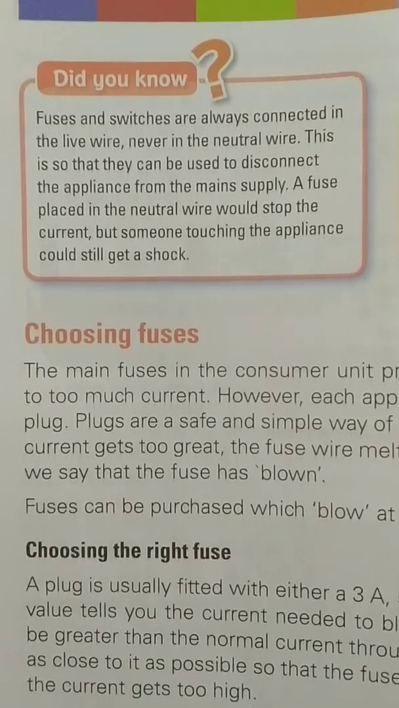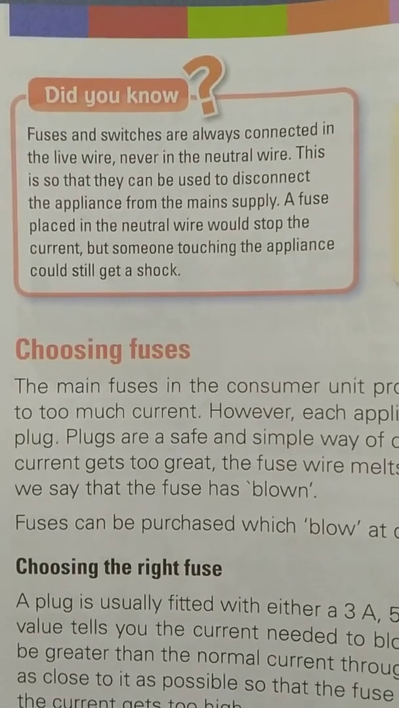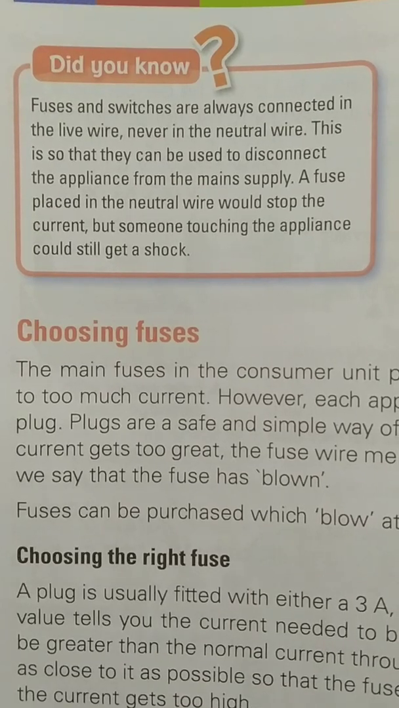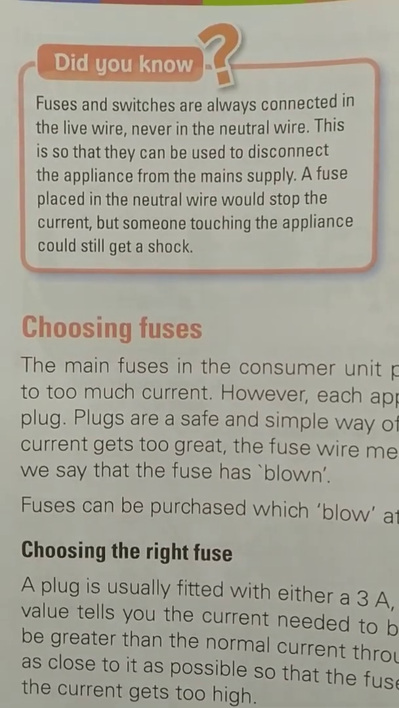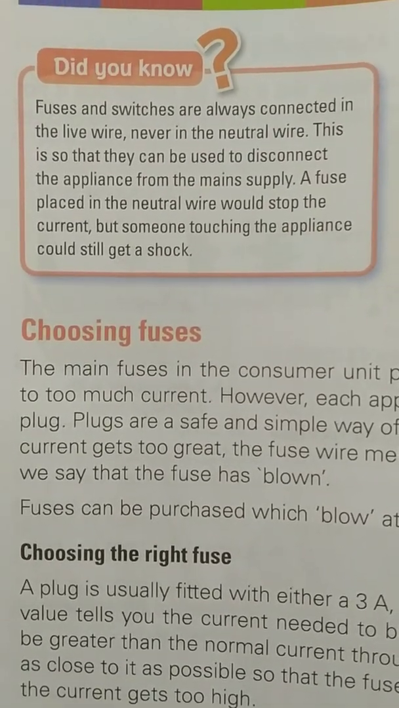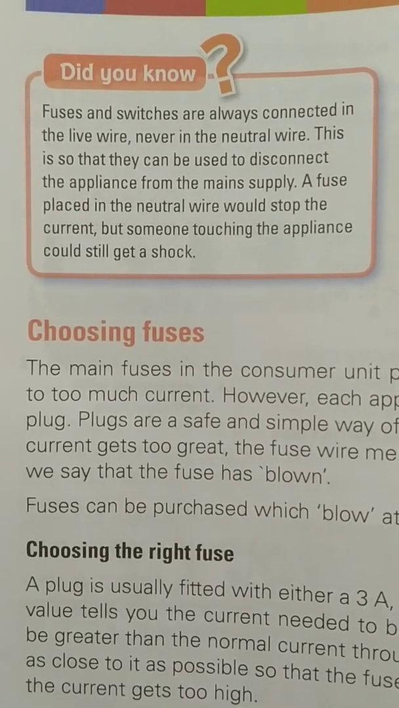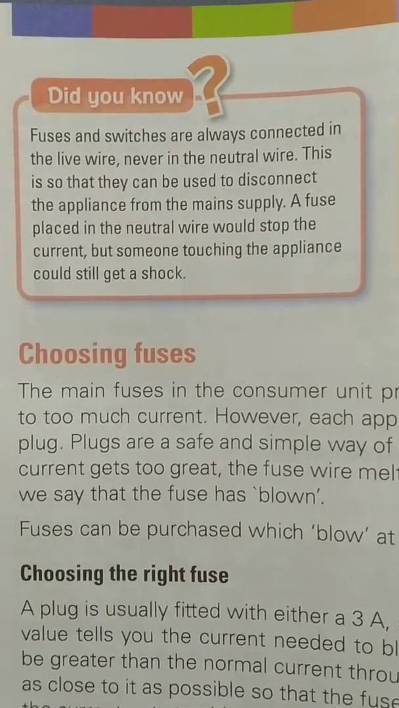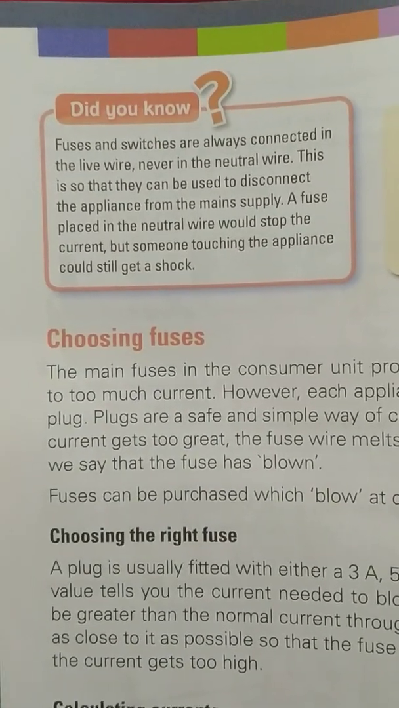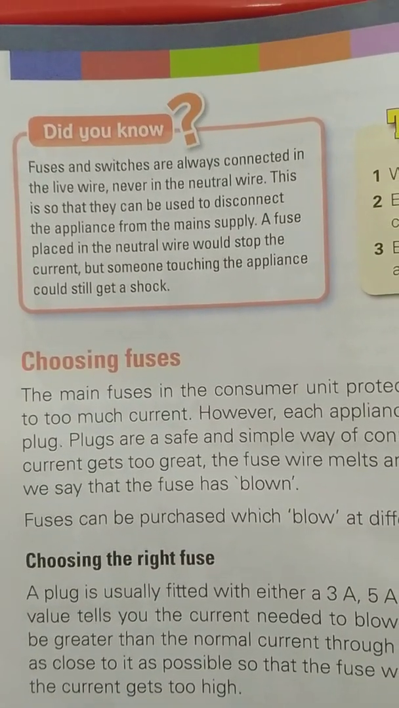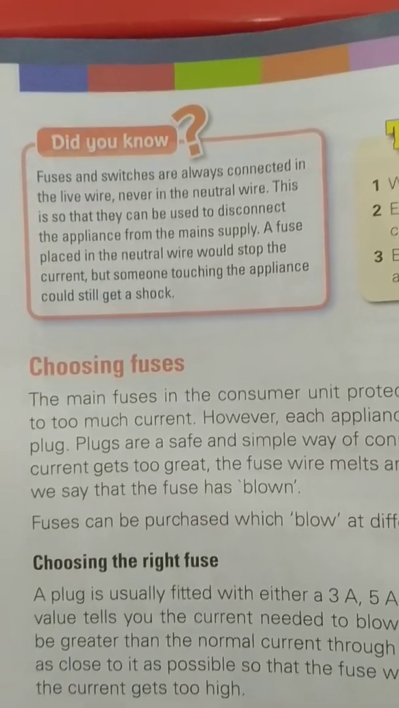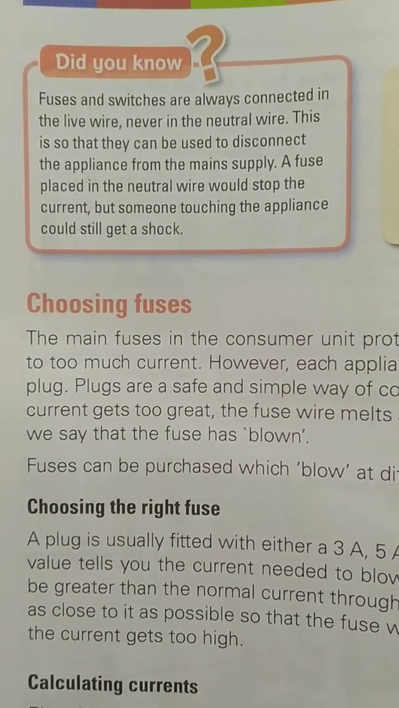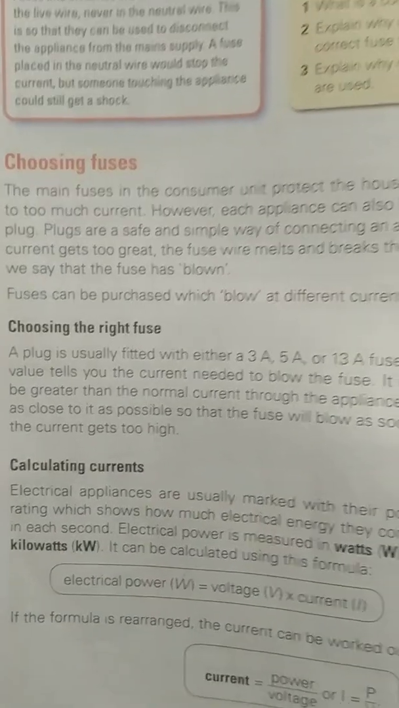Fuses and switches are always connected in the live wire, never in the neutral wire. This is so that they can be used to disconnect the appliance from the main supply. A fuse placed in the neutral wire would stop the current, but someone touching the appliance could still get a shock. This is the reason that we should all be very careful and shouldn't go near or touch any electrical appliances. Our next topic is choosing fuses.